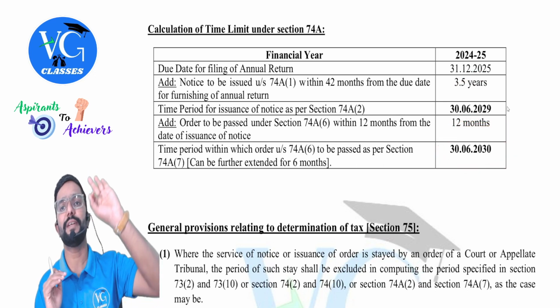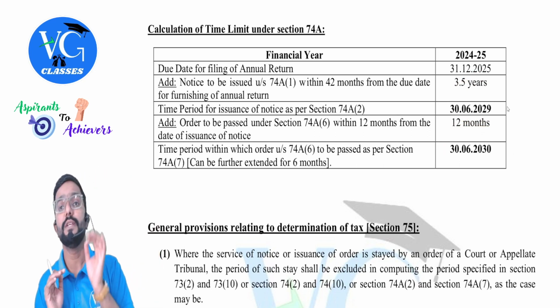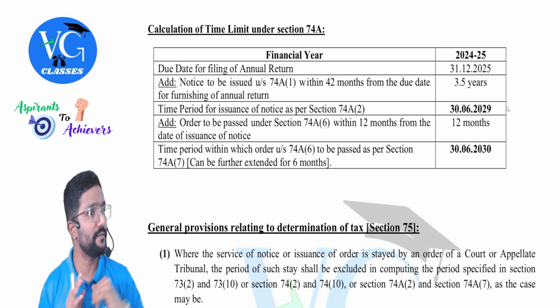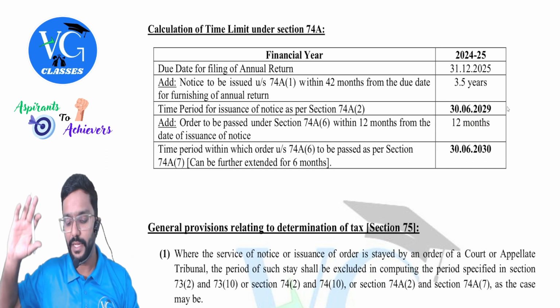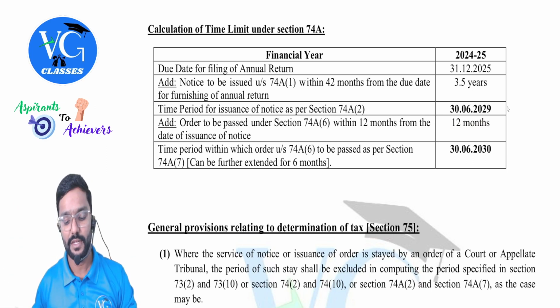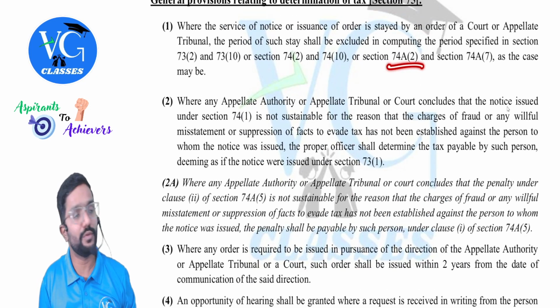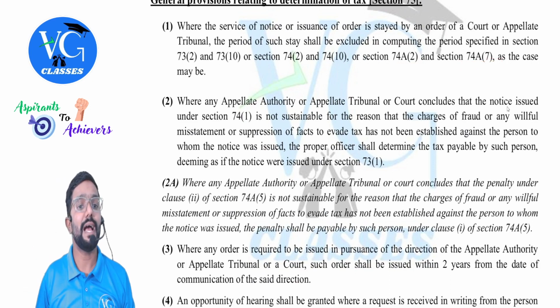Guys, this is the time limit under all the three sections to issue notice and to pass order. So this is the deadline given to the proper officer to either issue the notice or to pass the order. Now they're telling in section 75, and also section 74A2, that is again notice under section 74A, and A7, that is for order, as the case may be.